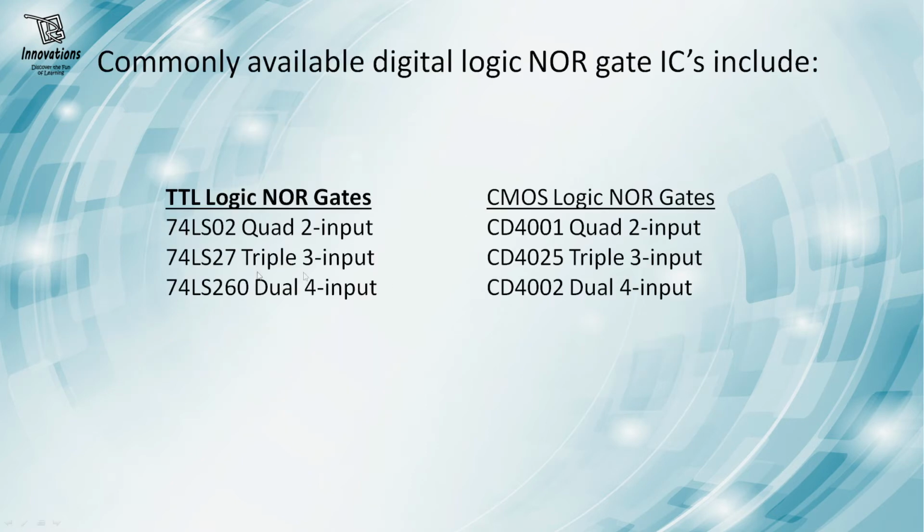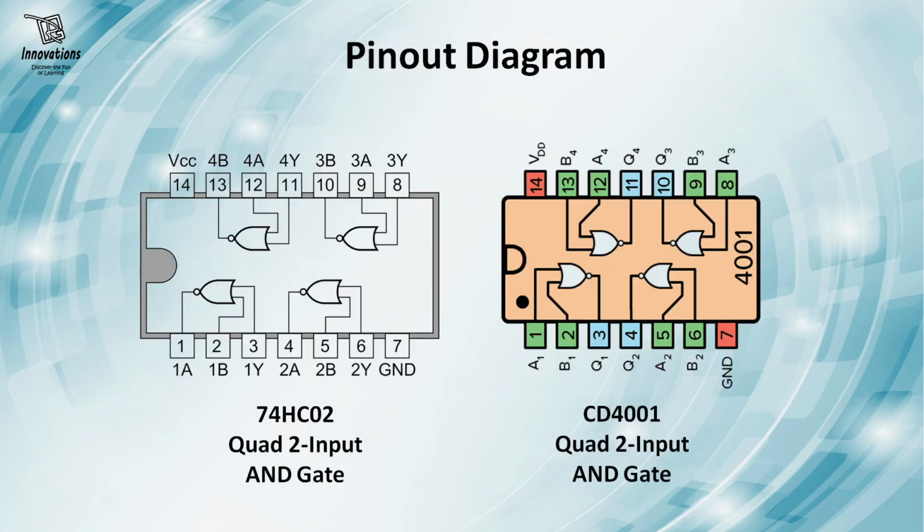There are other ICs also for two input, three input and four input versions. This is 7402. We are using two input. 7427 is a three input NOR gate. 74260 is a four input NOR gate, and CD4025 is a three input NOR gate. CD4002 is a four input NOR gate. If possible, in our next videos, I will show multiple input NOR gates demo. In today's video, I will only show two input NOR gates. So one is 7402 IC, another is 4001 IC.